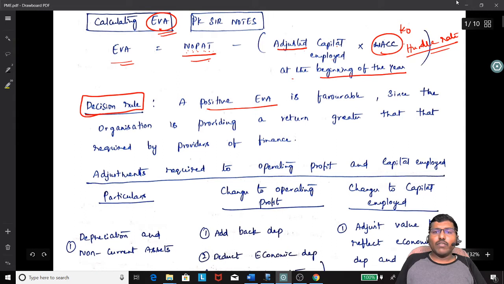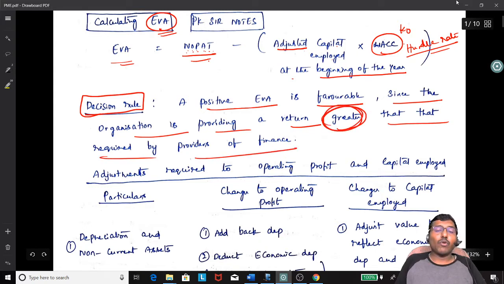A positive EVA means it is favorable, it's good for the company, because the organization is providing a return that is greater than that required by the providers of the finance. See, cost of capital means what? For example, cost of equity capital is, suppose, 15%, let's say.